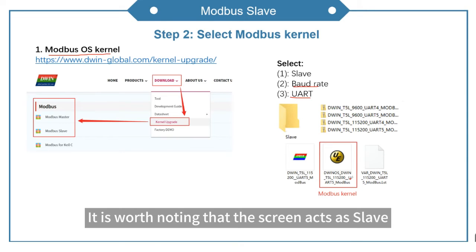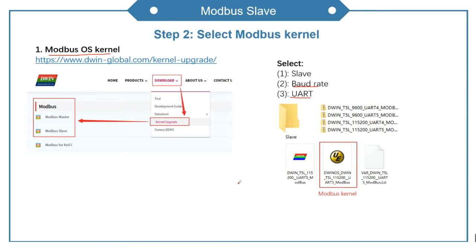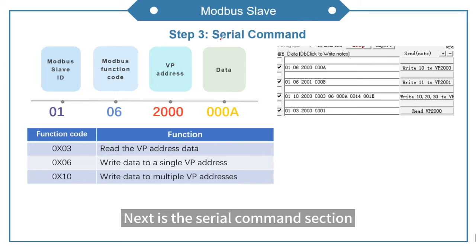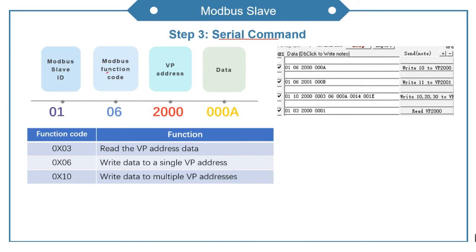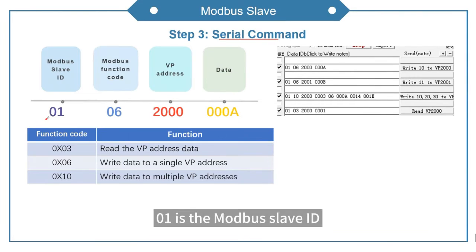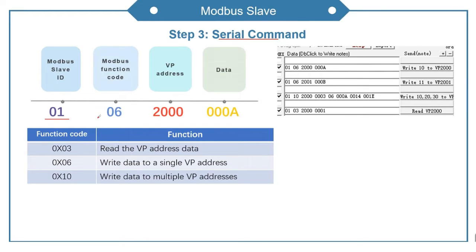It is worth noting that the screen acts as slave. Therefore, there is no need to configure the 22 file. Next is the serial command section. This is the explanation of the commands. 01 is the Modbus slave ID. It is usually set to 01.